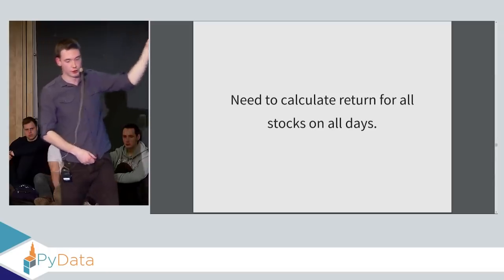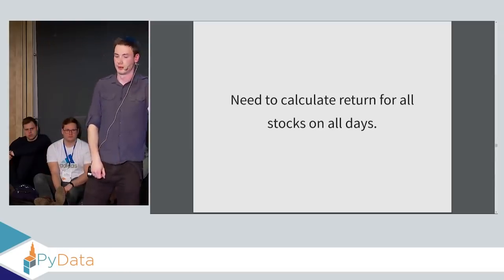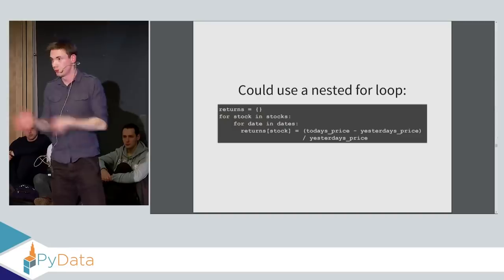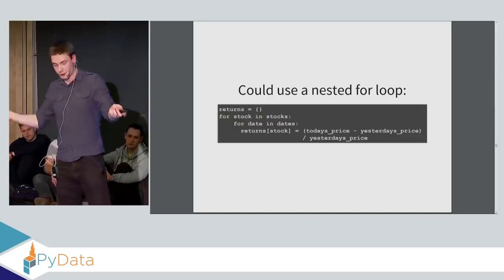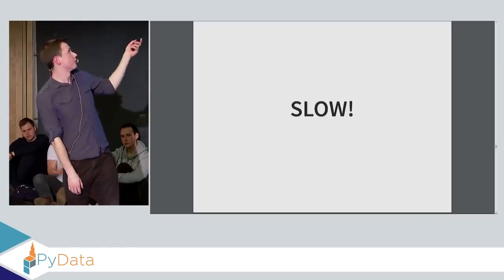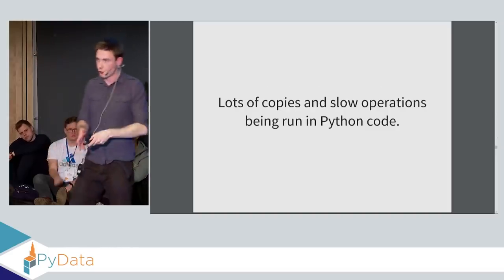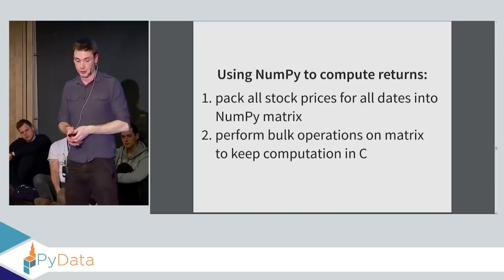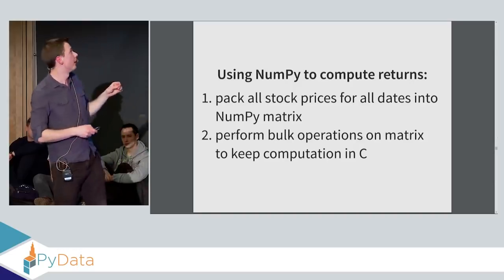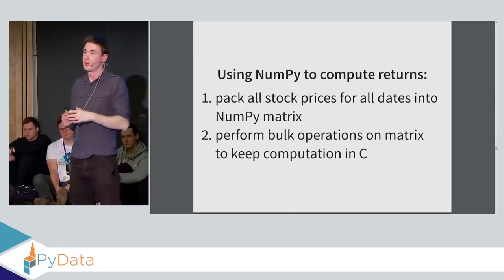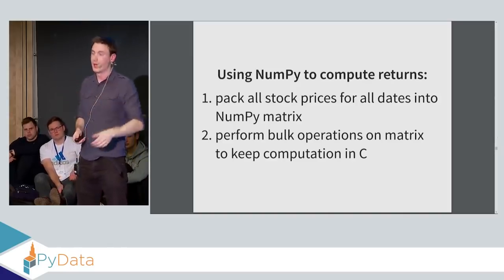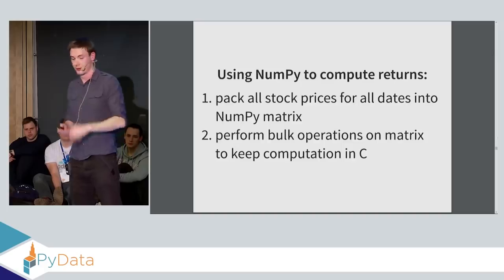So we need to calculate this return for all stocks on all days. We could use a nested for loop: for stock in stocks, for date in all the dates that we want to calculate the returns for. But of course, as we've established, that's slow. Lots of copies and slow operations are being run in Python code. So instead, what we're going to do is use NumPy to compute these returns. We're going to pack all the stock prices for all the dates in one compact matrix, and then we're going to perform bulk operations on this matrix.